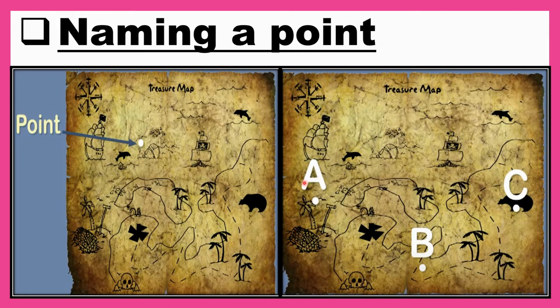Let us see how to name a point. Points are usually named by using a single capital letter. In this figure, the points A, B, C are shown. These points are read as point A, point B and point C.